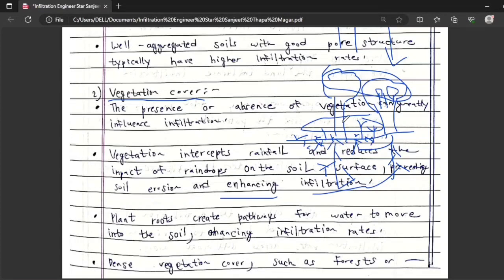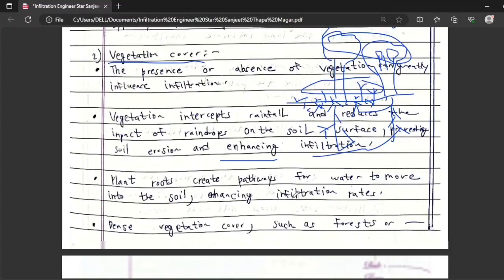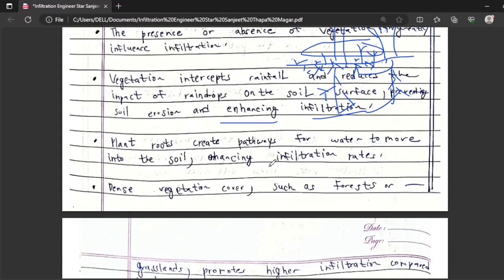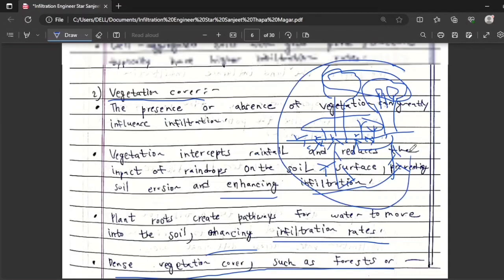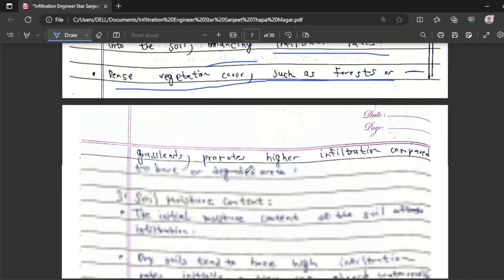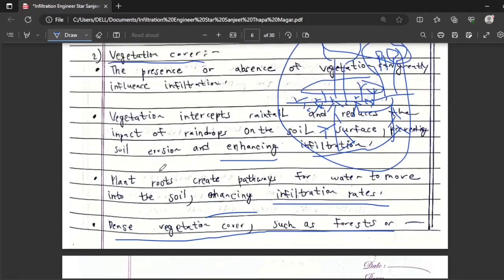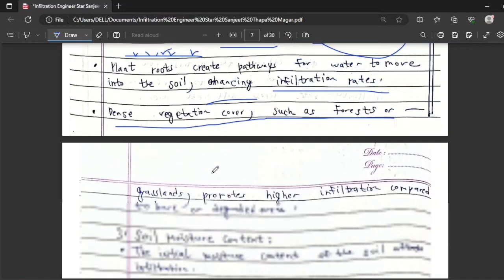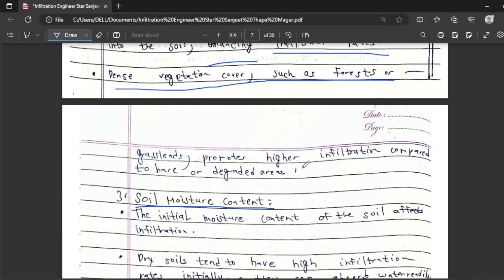This root makes a pathway for the water so that infiltration rate increases. Dense vegetation cover such as this forest or grassland. This is forest and grassland, meaning a land with grasses, promotes higher infiltration compared to bare land.